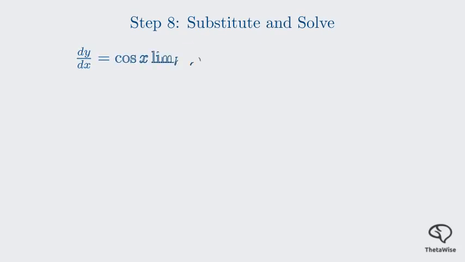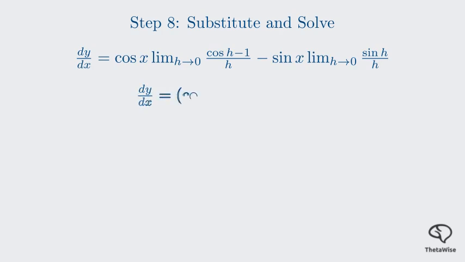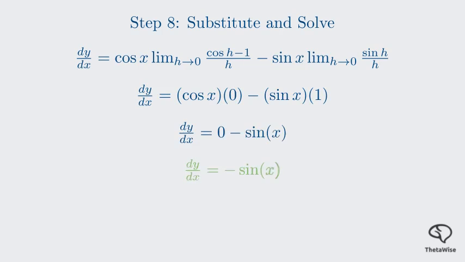We are now at the final step of our proof. All that's left is to substitute the values of these standard limits into our simplified expression. Our expression is cos x times the limit of cos h minus 1 over h, minus sin x times the limit of sin h over h. Substituting the values we just learned, the first limit becomes 0 and the second becomes 1. So we have cos x times 0 minus sin x times 1. This simplifies to 0 minus sine of x, which equals negative sine of x.